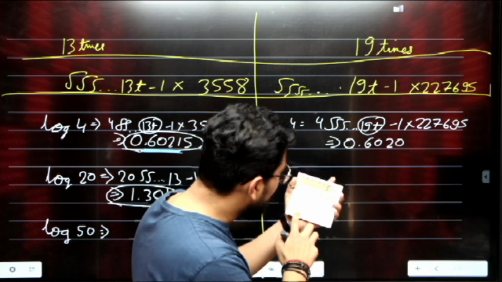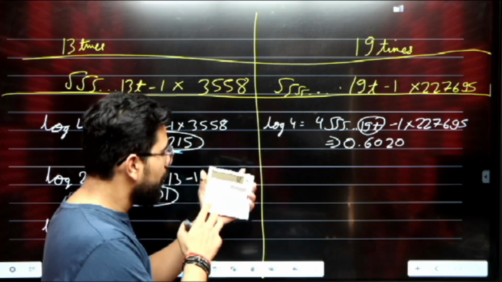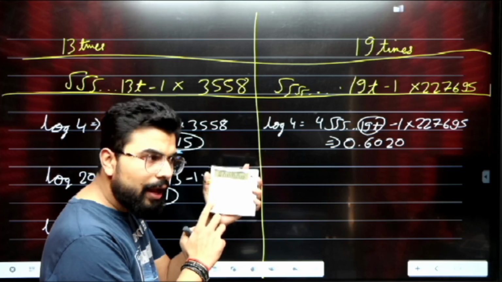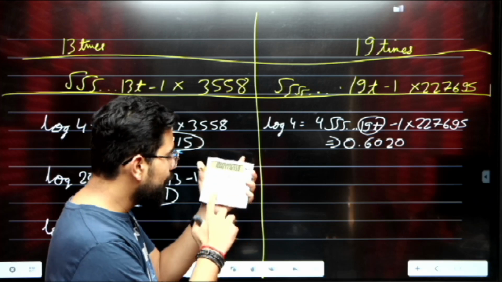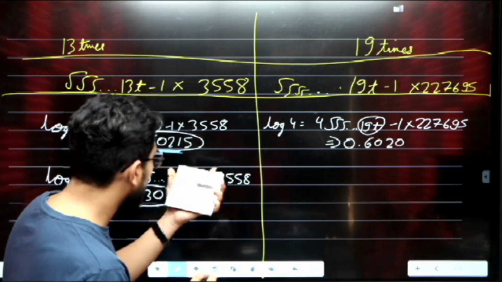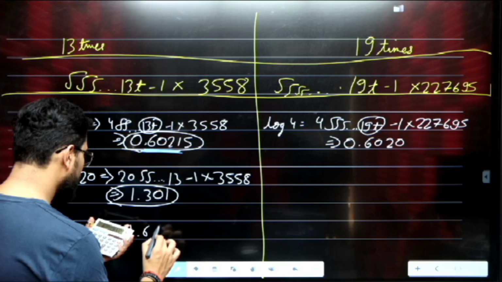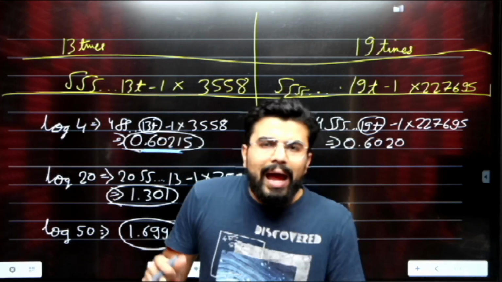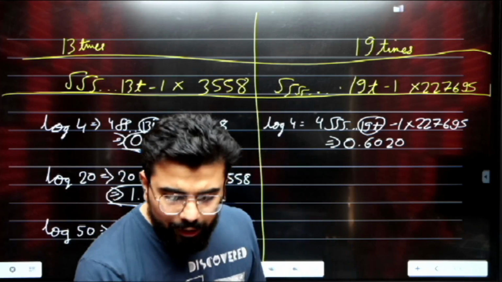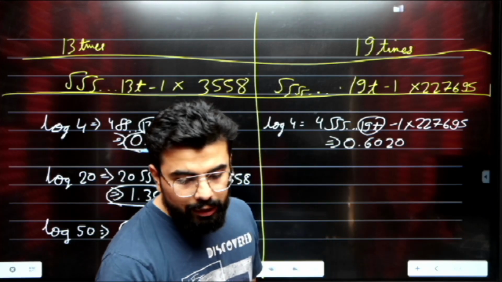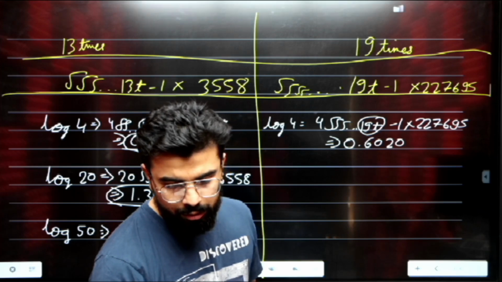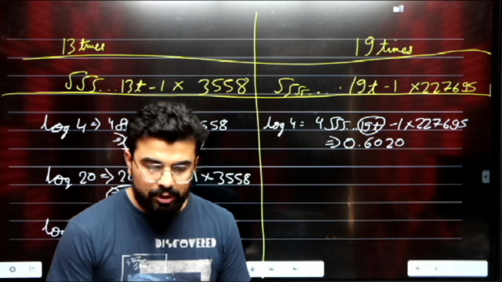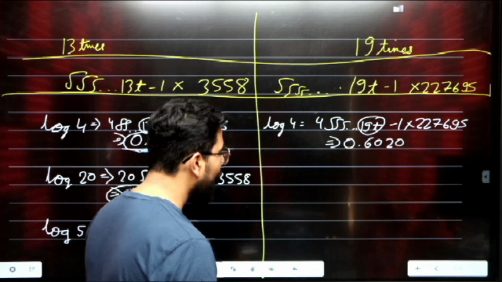Chalo. 50. Now how many times do you have to enter? 13 times. 1, 2, 3, 4, 5, 6, 7, 8, 9, 10, 11, 12, 13. Minus 1 into 3558. Is your value coming as 1.6994996922? Yes, sir. So that's how we can calculate any logarithm value. Yes, boss, we can calculate any logarithm value. That's not at all an issue.